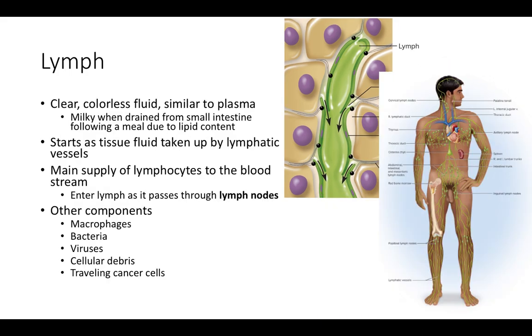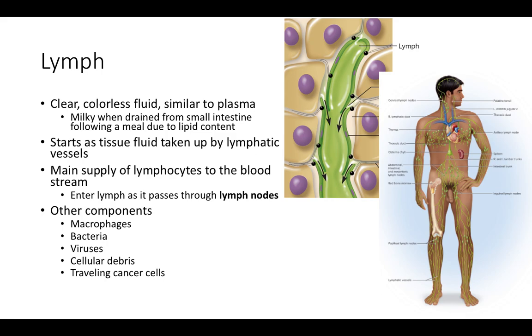So lymph, even though it's green in your book, is actually a clear colorless fluid. It's really similar to plasma, but the color and consistency changes a little bit depending on where the lymph is collected from. If it's collected from tissues that are surrounding the digestive tract, it'll be a little bit more milky in consistency because, again, one of the functions is the absorption of that lipid content.